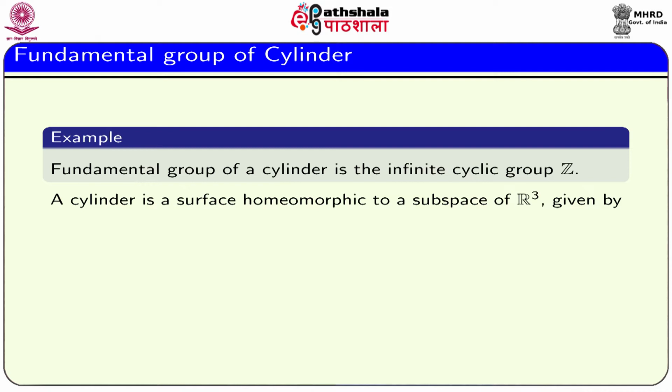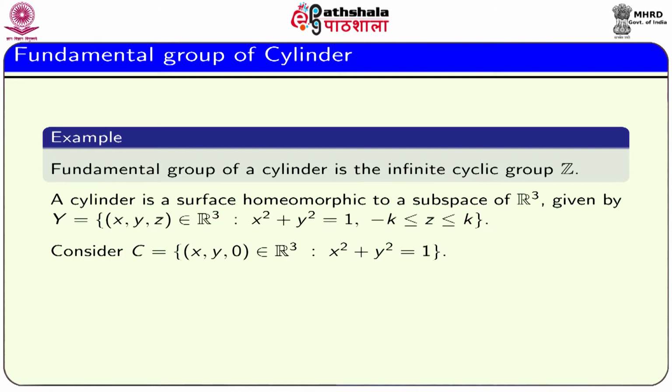With this previous knowledge, we try to get the fundamental group of a cylinder, and we see that the fundamental group of a cylinder is the infinite cyclic group Z. A cylinder is a surface homeomorphic to a subspace Y of R3, that is three-dimensional Euclidean space, given by the collection of all points x, y, z such that x squared plus y squared is equal to 1 and z lies between minus k and plus k.